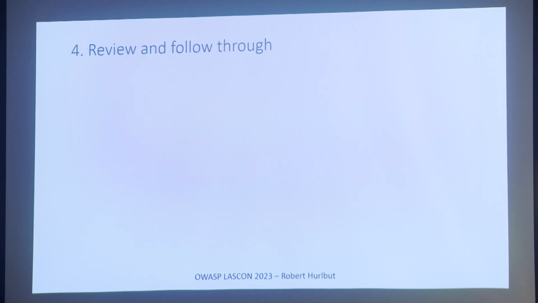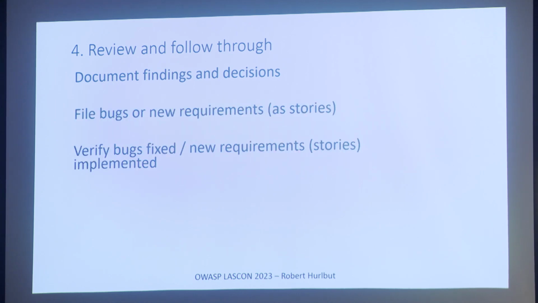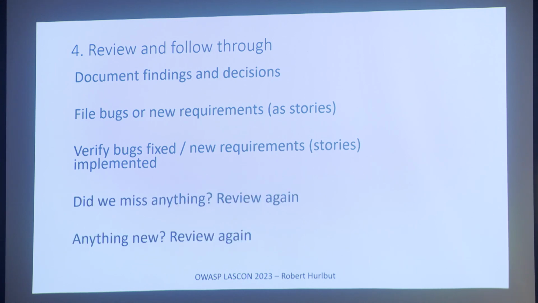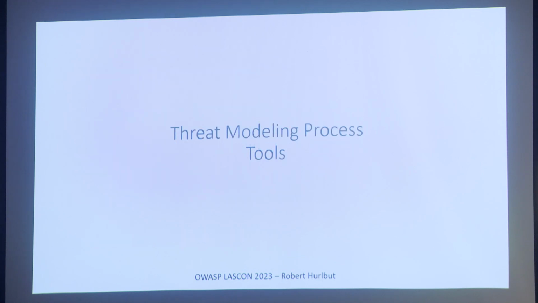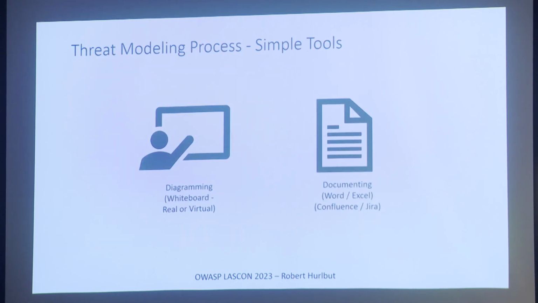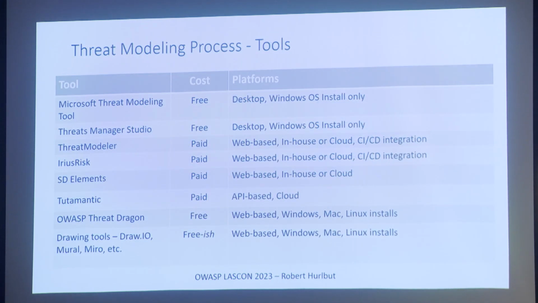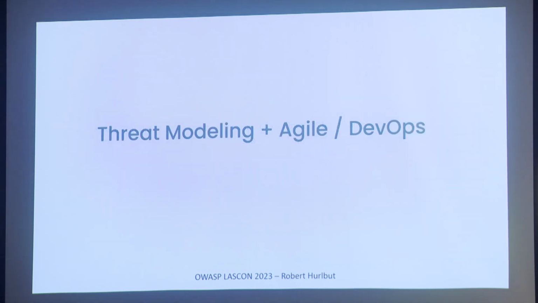And then finally, review and follow through. Document findings and decisions, file bugs or new requirements. Verify, of course, those are fixed. Did we miss anything? Go review again. Anything new, review again. There are basic tools out there, lots of automated tools, lots of tools that help you draw diagrams, help you record threats, and so on. Lots of good things available to you that have been built over the last 10 years or so, which is fantastic.